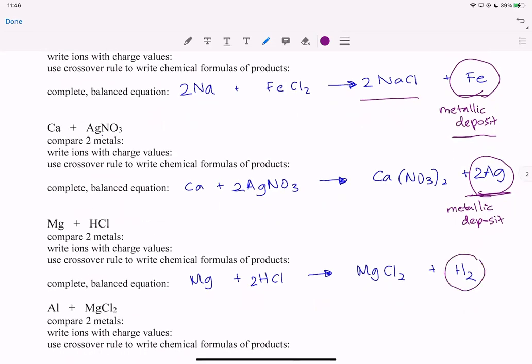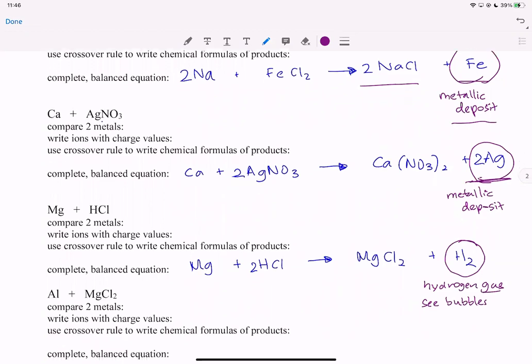This is H2. Now, H2 is not a metal. H2 is hydrogen gas. And so in this example, you will see bubbles. And that's because that is a gas. It is not a color change. Most gases are not colored. You see these little bubbles that bubble out of the solution, out of the whatever you did the experiment in.